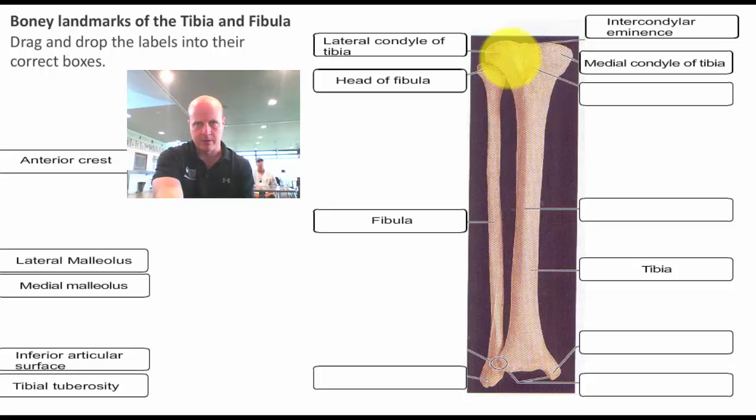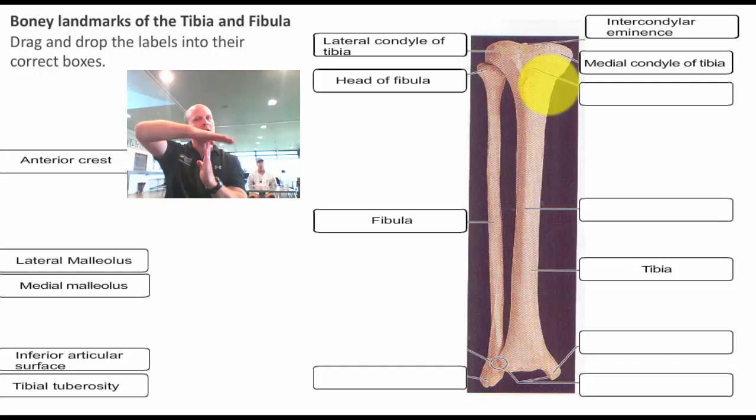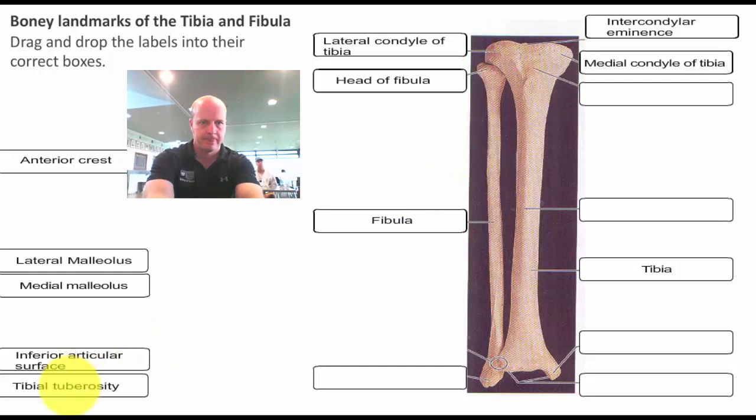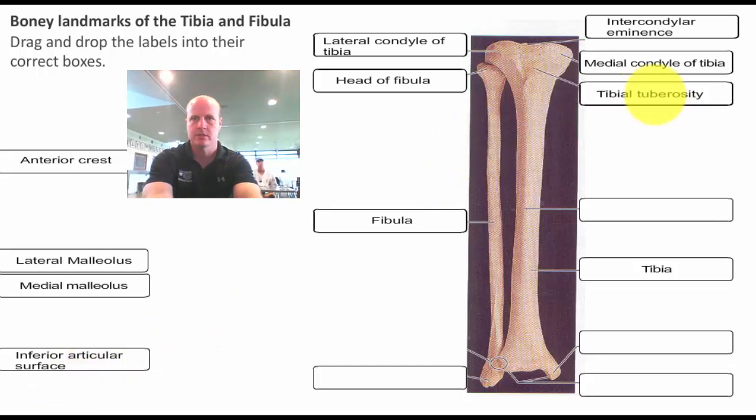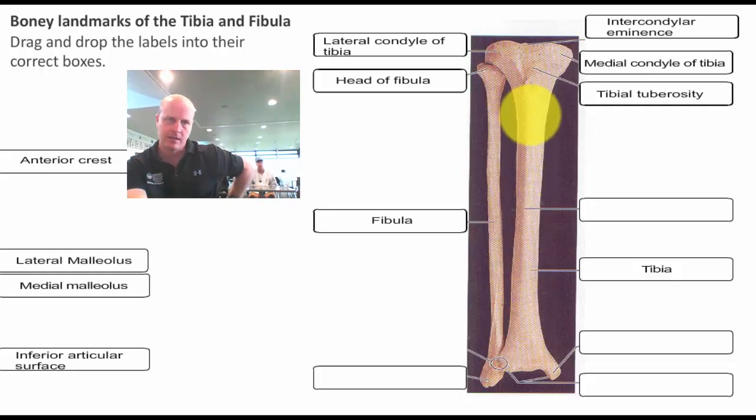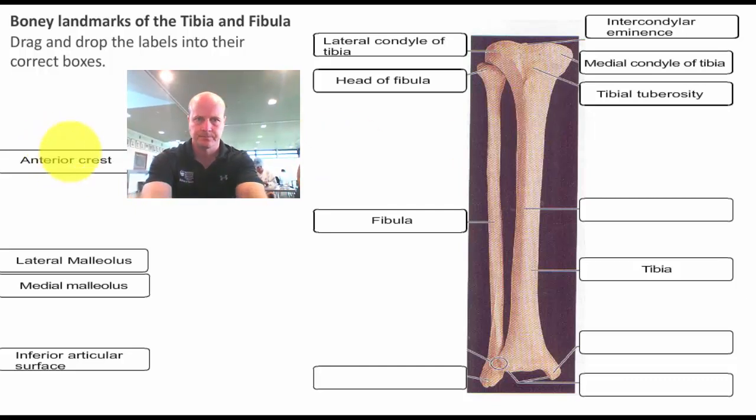Then we got a big bump. A big bump is a tuberosity, and it's on the tibia, so let's call it tibial tuberosity. Okay, then we've got this crest. A long bony ridge is a crest, like on top of the ilium. So it's in the front, so anterior crest.